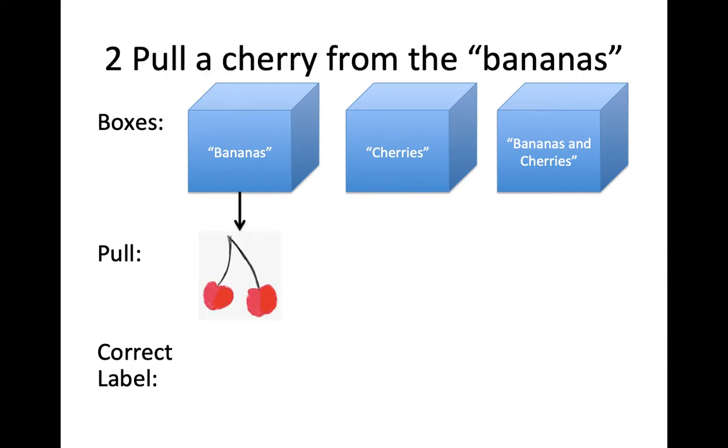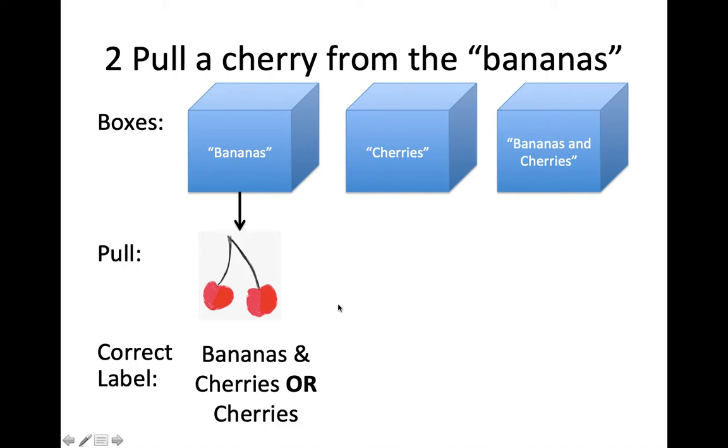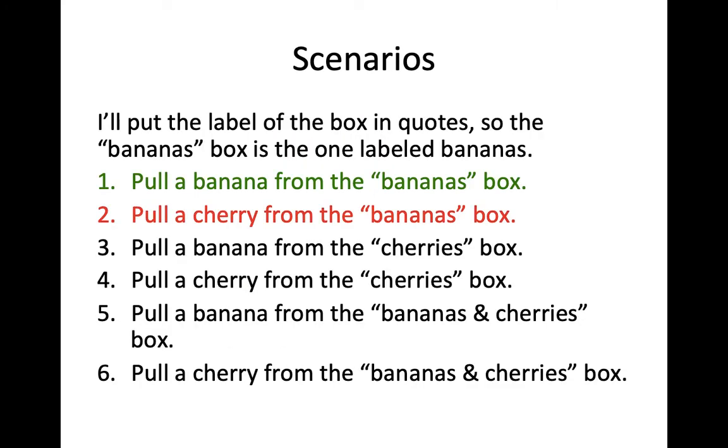Scenario 2, let's suppose we pull a cherry from the box labeled bananas. Now, what that tells us is this box is either cherries or it's bananas and cherries. We knew that before we started. Like, this doesn't give us any new information that we can use. So this is actually a failure. So putting these 2 together, when we pulled a banana from the bananas box, we succeeded. But when we pull a cherry from the bananas box, we fail. So we can't choose the bananas box because there's a scenario where it doesn't work out.